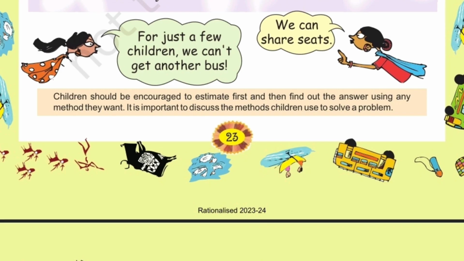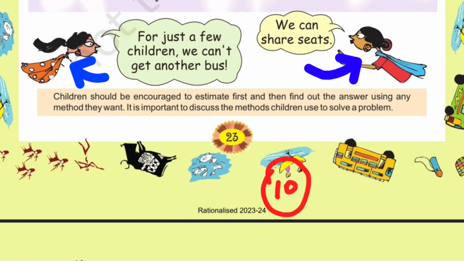Now there is a conversation going on between two teachers. The first teacher is saying, for just a few children, we can't get another bus. The second teacher is saying, we can share seats. So we only have 10 children left without seats, right? The teachers are discussing that only for 10 children, we can't get another bus. We can share seats. Okay.